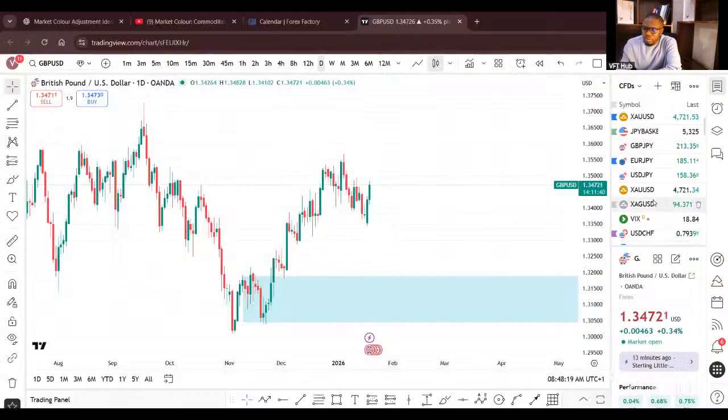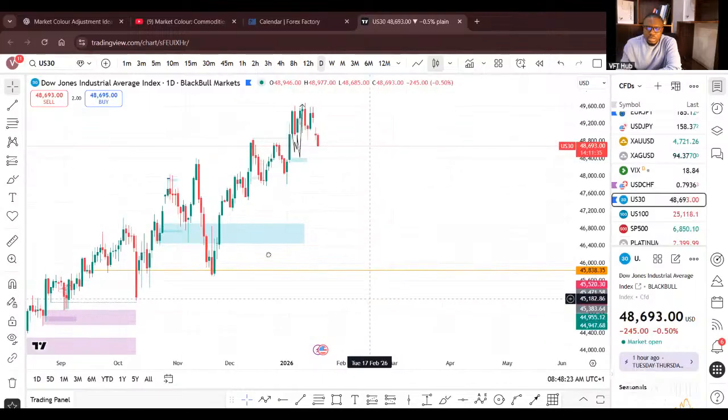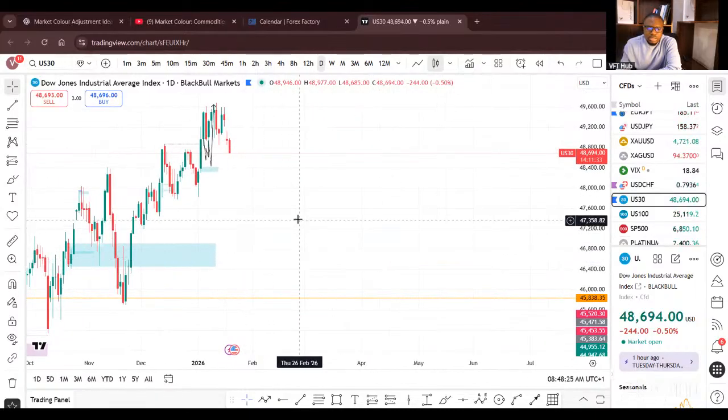day. All right, US 100, US 30, let's have US 30. Can see the market. The market is what? The market is selling.